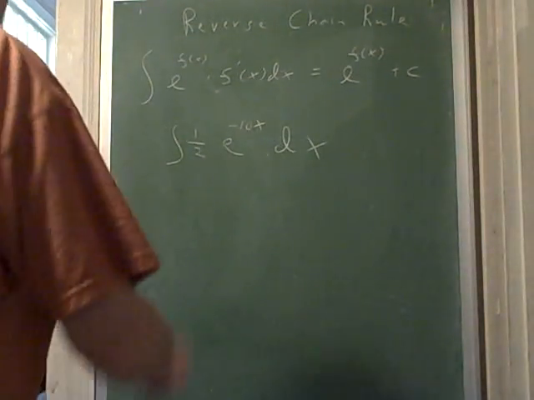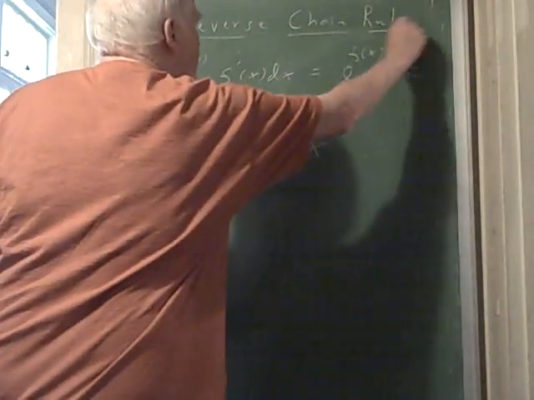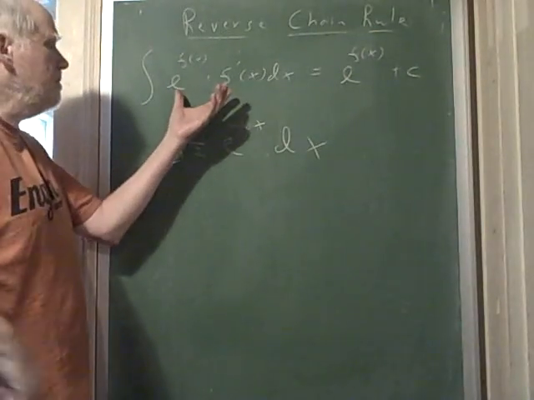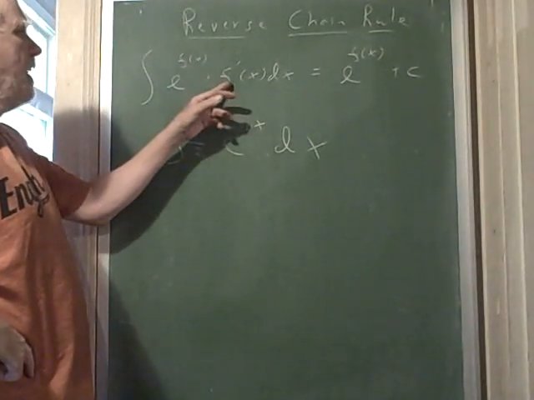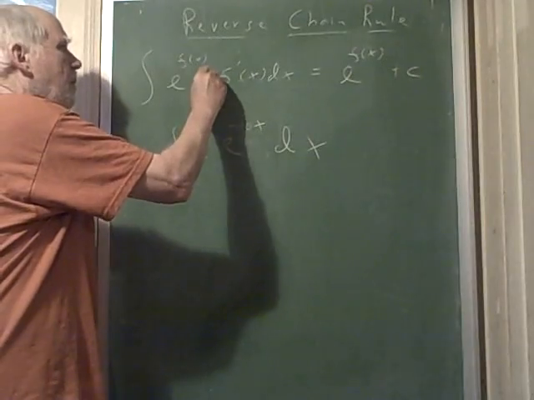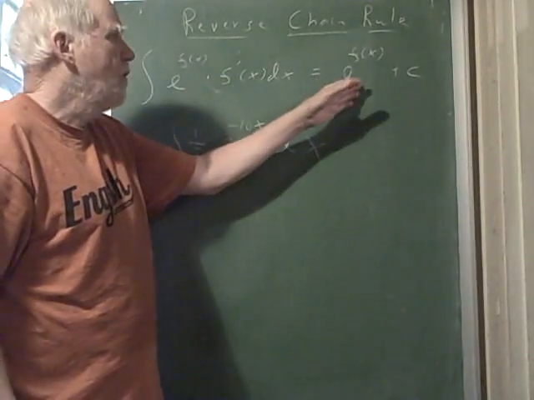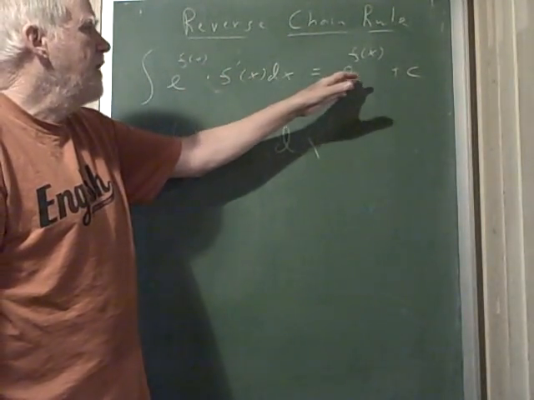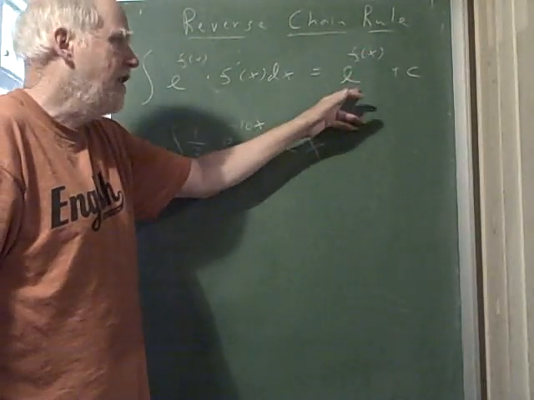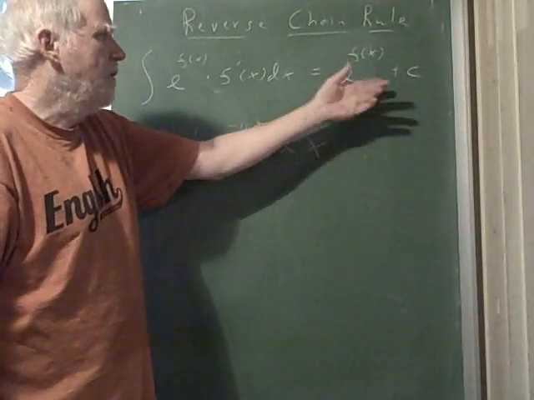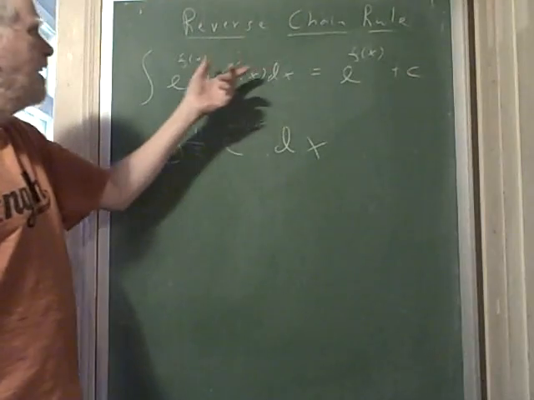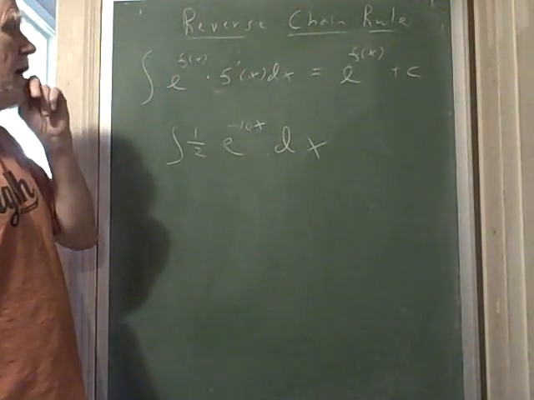Okay, here's another reverse chain rule integral. In other words, we have e to some function of x times function prime, and when we take the antiderivative, we'll just get e to the function of x plus any constant you like. The reason, of course, is if I take the derivative of this, I'll get this times function prime.